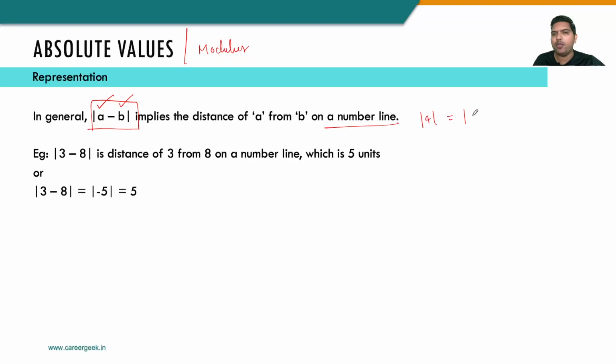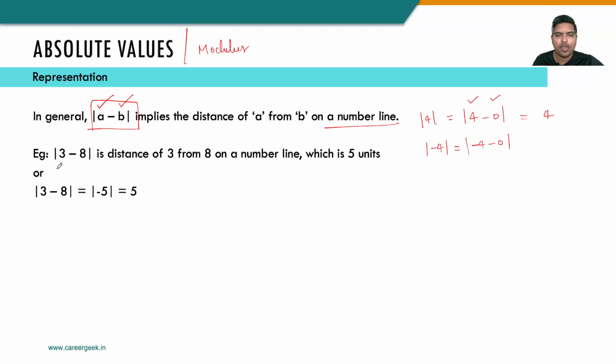Okay, absolute value of 4 is nothing but, I can write something like this. This is the hidden meaning of absolute value of 4. It's absolute value of 4 minus 0, distance of 4 from 0 on a number line. Similarly, mod of minus 4 is absolute value of minus 4 minus 0. If nothing is there, the distance you will take is from 0.